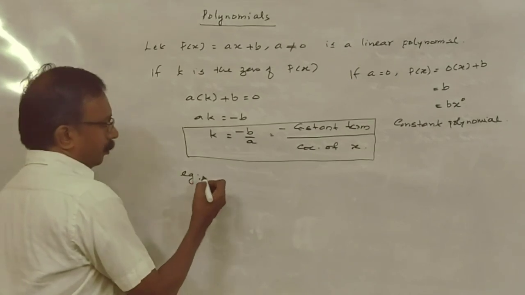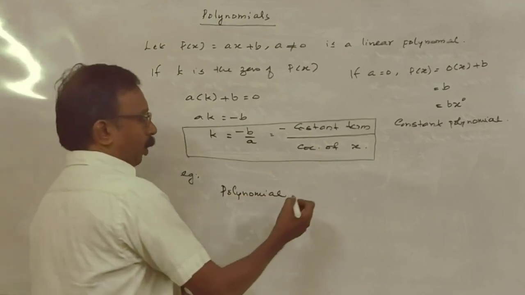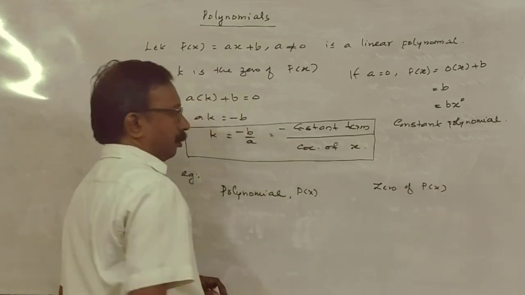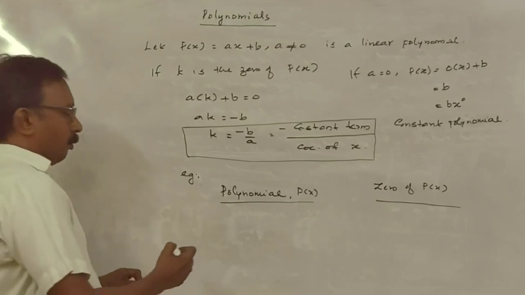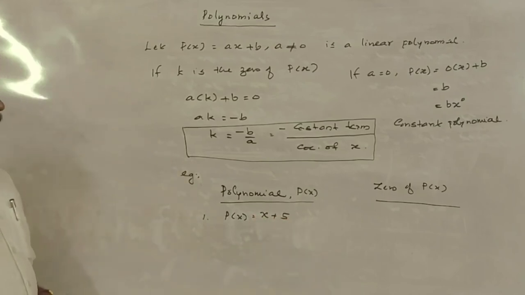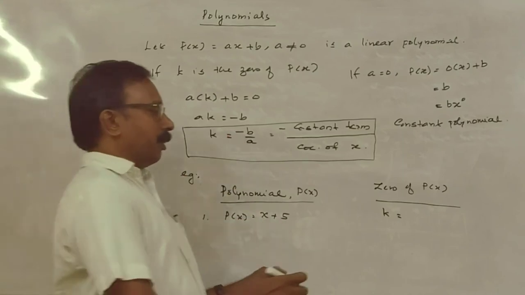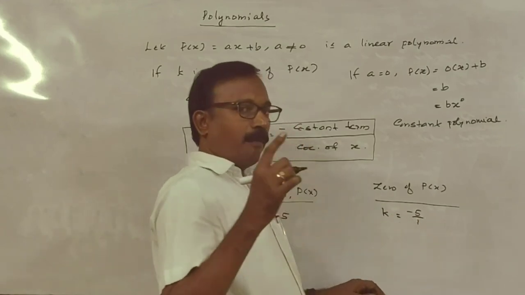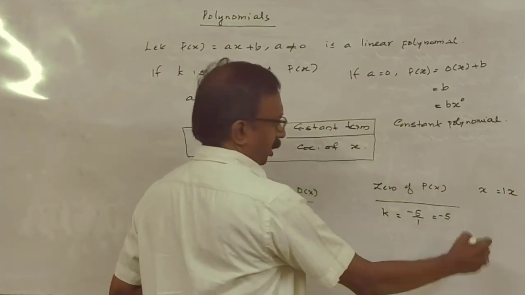For example, find the zero of p of x. First question: p of x is equal to x plus 5. Here the zero of this polynomial is minus the constant term, minus 5, divided by the coefficient of x. The coefficient of x is 1, since x means 1 into x. So here the zero is minus 5.